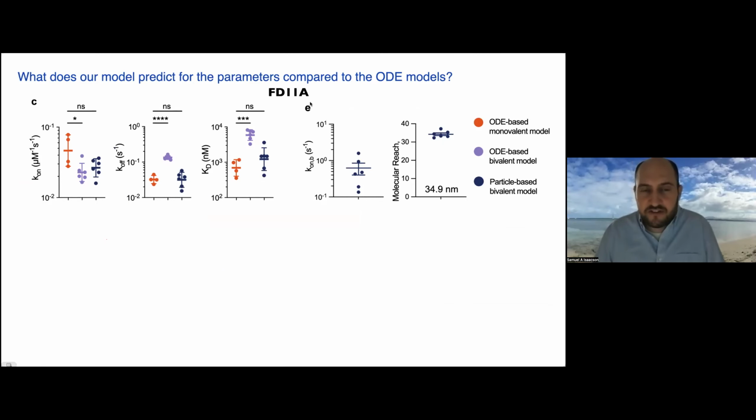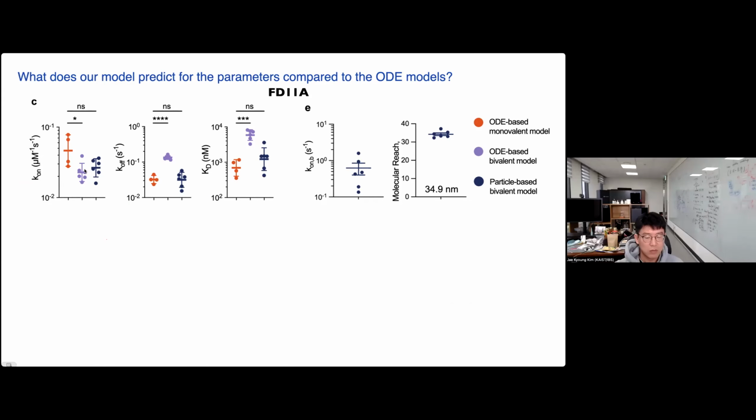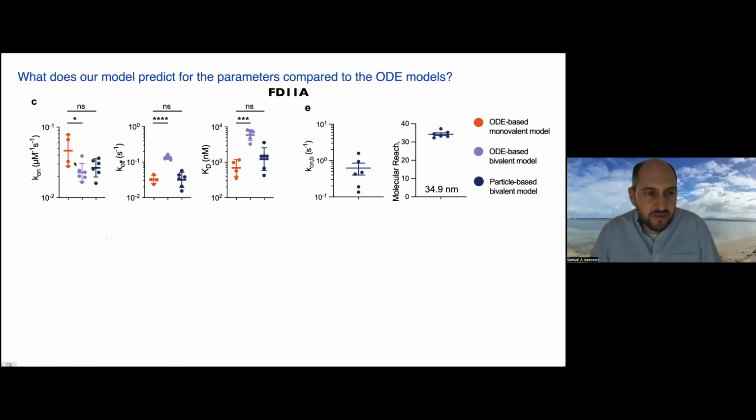So this is, again, this FD11A antibody that I've been using as my model all talk. Here you see the three models: the monovalent classical model in red, that not very good bivalent model in purple, and then our particle model in black. The first thing you see is we get the off rates really good, especially compared to the bivalent ODE model. We don't get the on rates perfectly, but there's a lot of variation in the on rates here, and we're getting them better than the ODE bivalent model gets them.